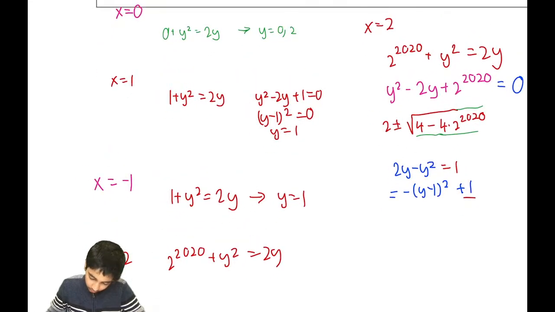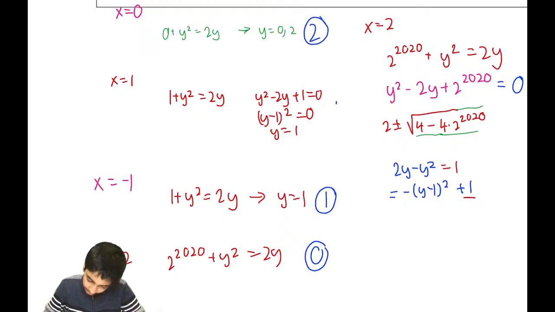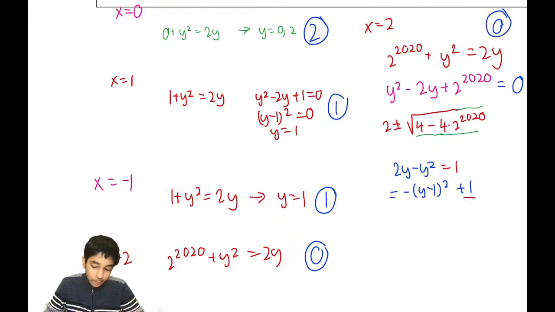So this is no solutions. So 0 solutions here, 1 solution here, 2 solutions here, 1 solution here, and 0 solutions here. Overall, if you add them up, we have a total of 4 solutions, and that's the answer for this problem.